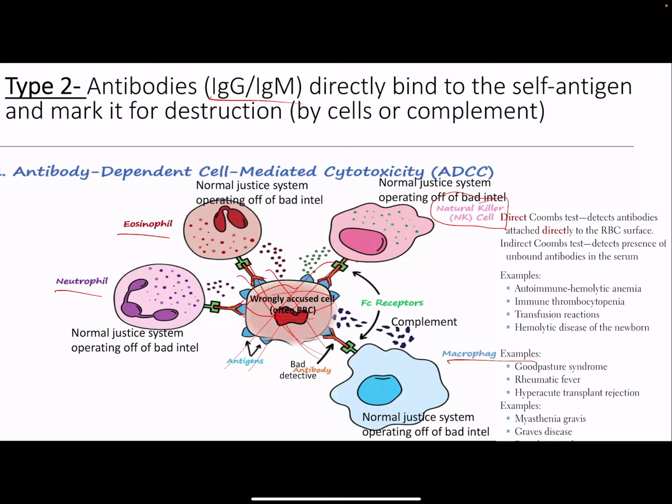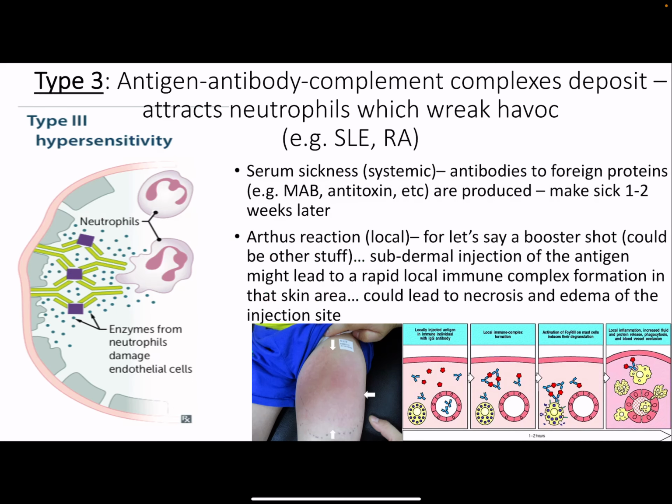To test for this, again, often it's red blood cells, so you can do a Coombs test, which is looking for antibodies directly on the surface of a red blood cell. Or you can do an indirect Coombs test, which is just looking for antibodies that are floating around in the serum in general. Type 3, so antigen-antibody complexes, sometimes with complement, deposit in the tissues, often in the joints.